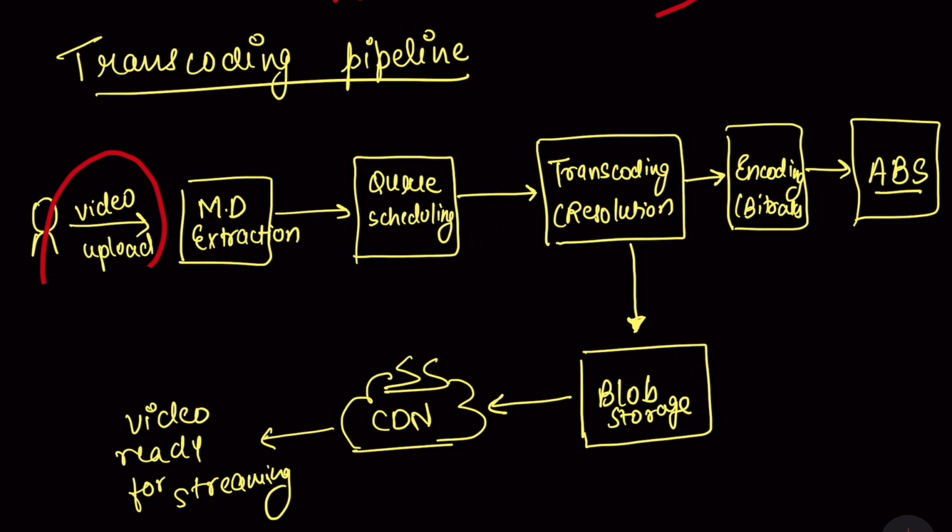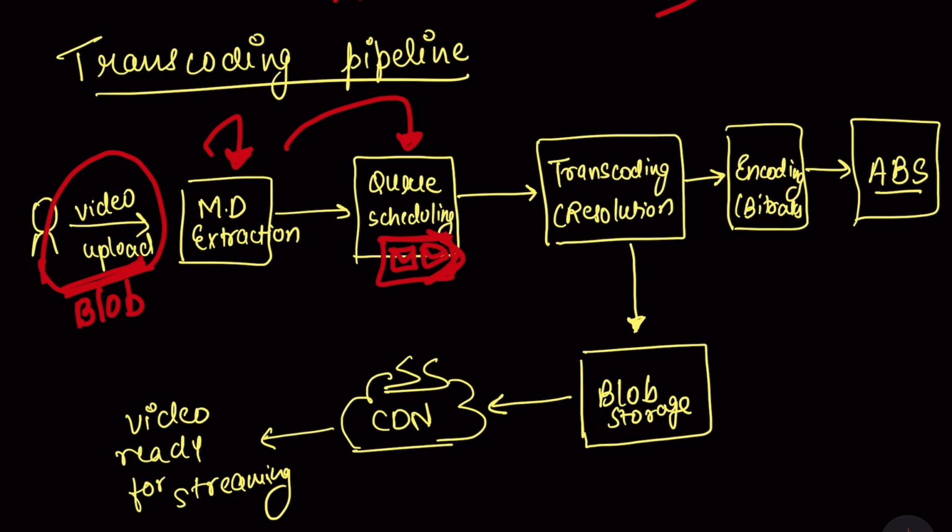The first task is the raw video uploaded by the user, after which the video is uploaded to the blob storage. Then the metadata about the video, such as resolution, duration, and format, is extracted, and this information helps us determine how the video will be processed. Then there is job creation. A transcoding job is created and added to the job queue. Here, the job queue manages the prioritization and distribution to the available workers.